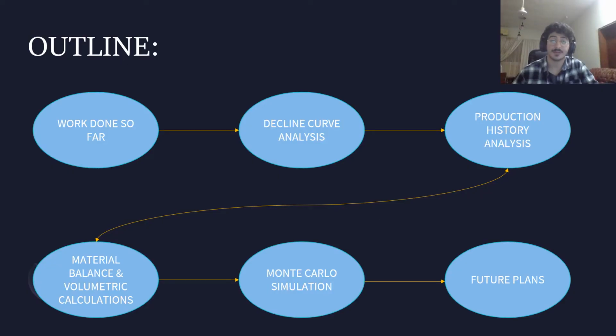The outline of our presentation goes as follows. I will start by discussing the work we have done so far by the end of last semester. Then I will talk about the analysis we have done using the decline curve method. And then I will also discuss the production history analysis, moving on to calculate our original oil in place. We have used three methods. The first is the material balance method, and the second is volumetric calculations. The last method, which is statistical, is Monte Carlo simulation, and I will end our presentation by discussing our future plans.